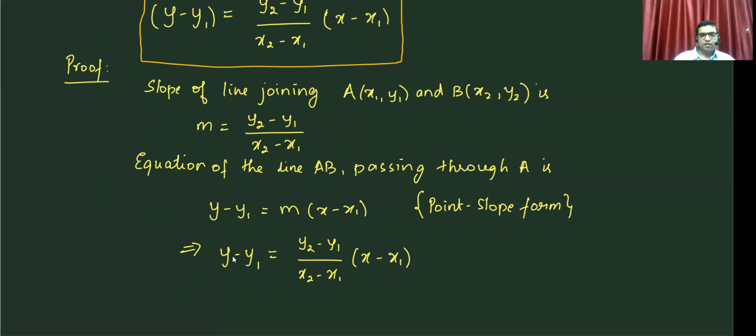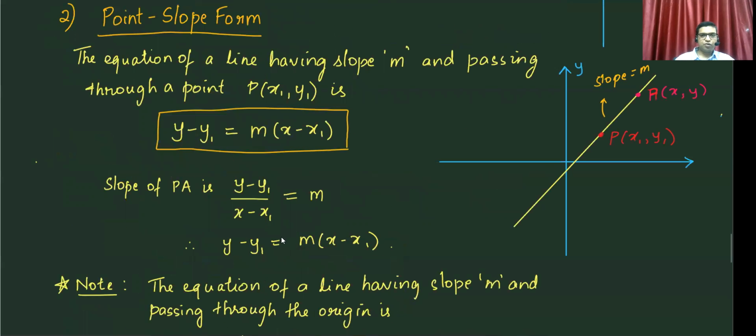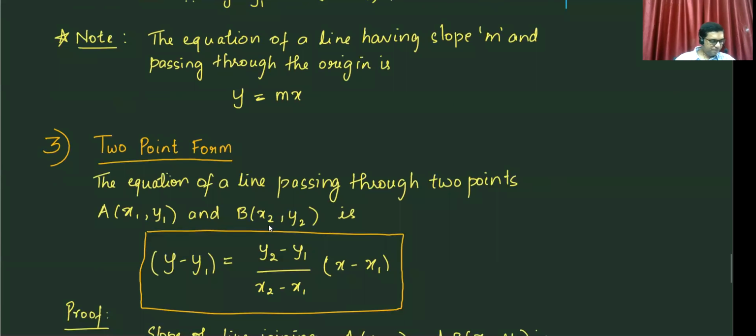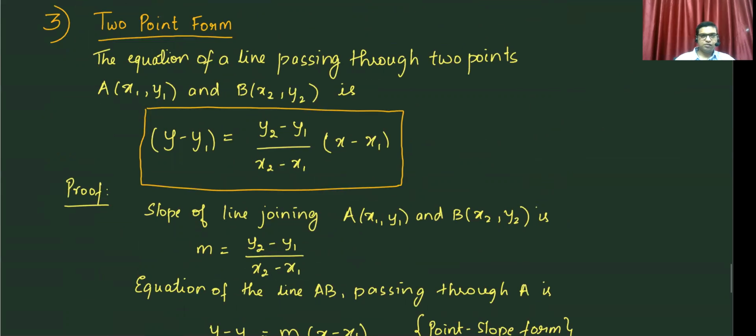Okay. These x, y are any point on the line. These x1, y1 and x2, y2 are fixed points. So 3 forms. One is parallel to x-axis, y-axis. That is one form. Then point slope form, 2-point form. Next.